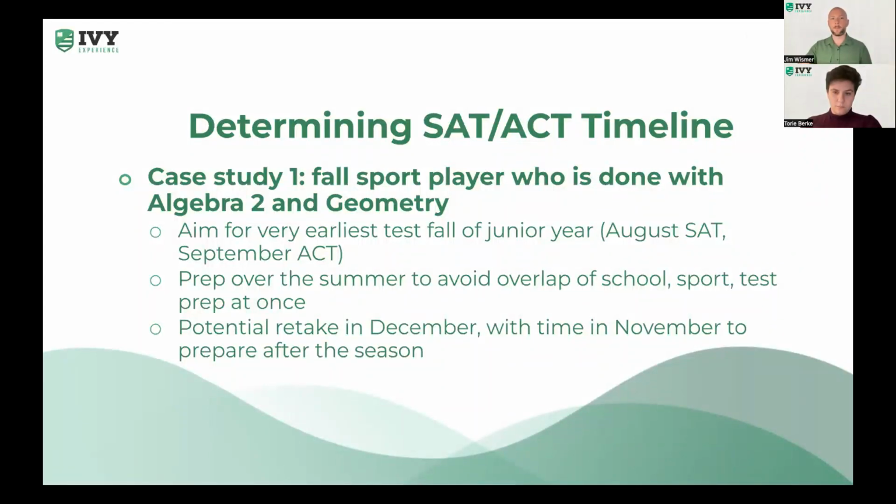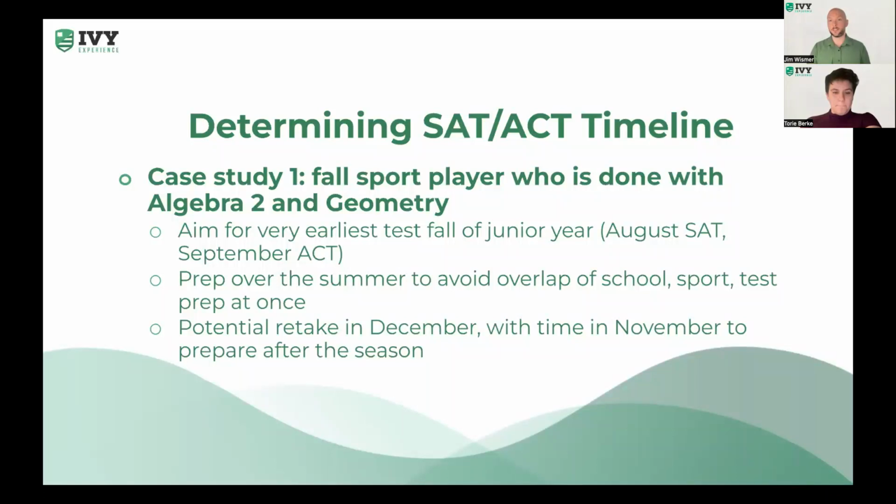Our first case study is a student who has completed algebra 2 and geometry as of the end of 10th grade, and they are a fall sport athlete. That's their most important extracurricular activity. For this student, we would recommend aiming to take the test as early as possible in the fall. The idea is that the student will be able to prepare over the summer when they're not having to balance school and the sport and test prep all at once. Sports practices will pick up in August, and school will start at the end of August or beginning of September, but they're not going to have much overlap between school, sport, and test prep, which is that acuity and time pressure all at once that we want to avoid.